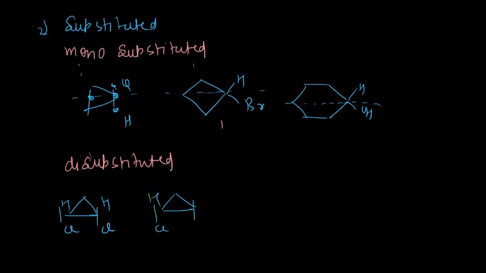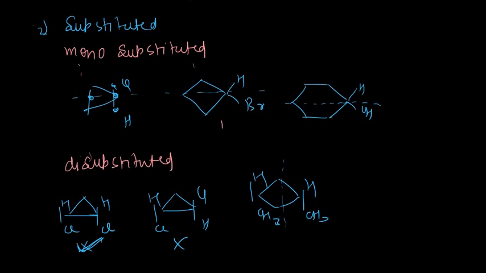Hydrogen, chlorine and hydrogen. It doesn't have a plane of symmetry. Next, if we talk about hydrogen, CH3, then hydrogen and CH3, it does have a plane of symmetry. Chlorine and hydrogen, hydrogen and chlorine, it also has the plane of symmetry over here.